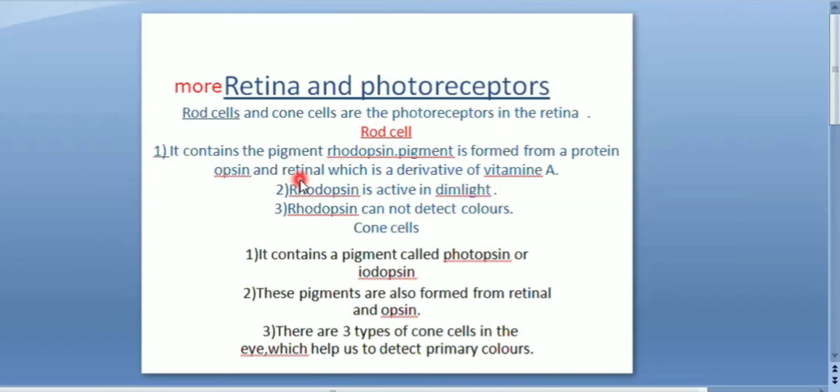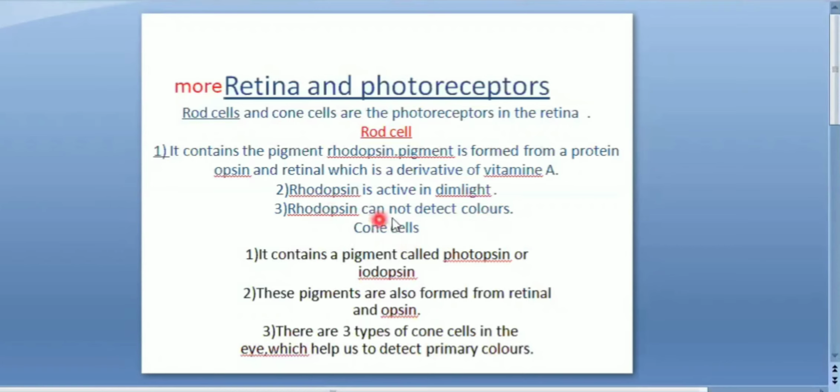Now you will understand why we are unable to see colors during dim light. Yes, it is because rhodopsin cannot detect colors. If we want to see the colors, yes, we need bright light. So that we are going to study.